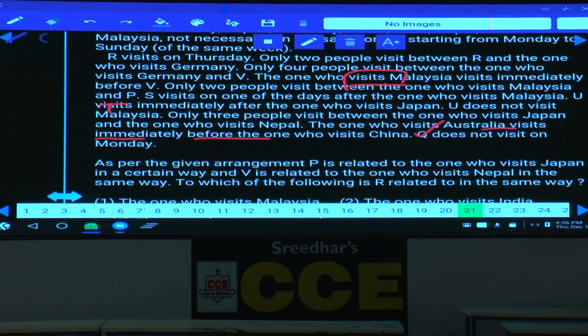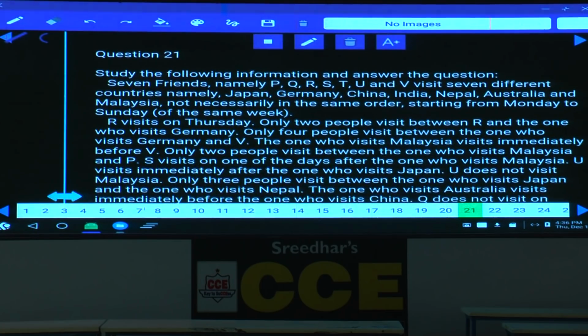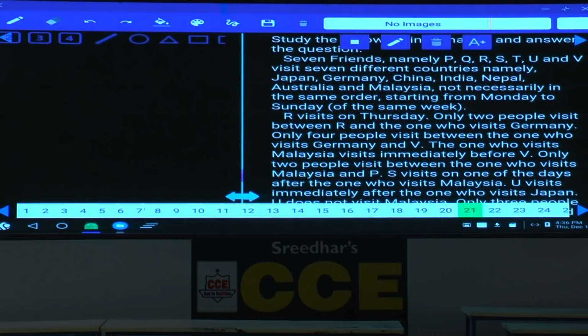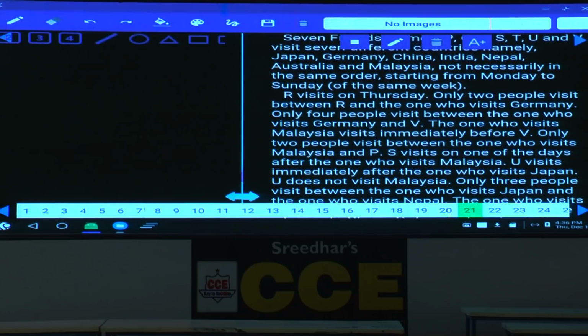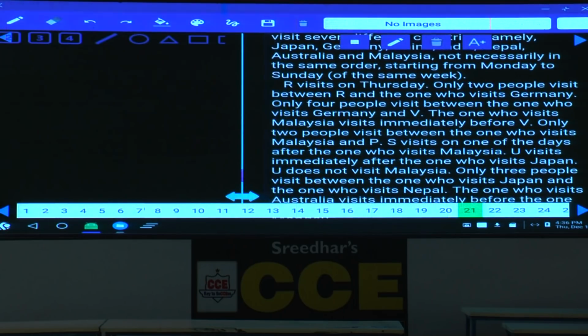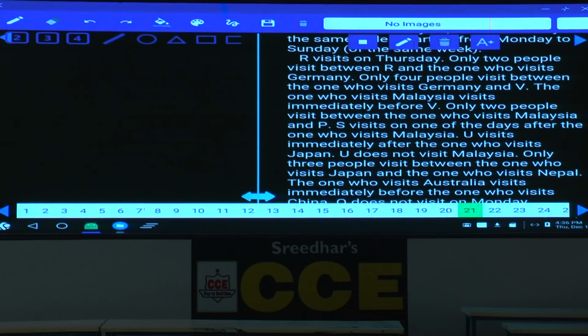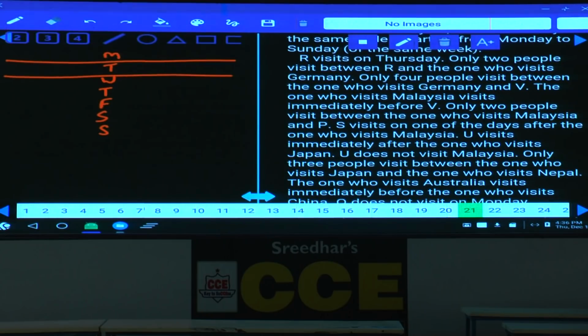Then question number 21, now 21 to 26. Seven friends P, Q, R, S, T, U and V visit 7 different countries, namely Japan, Germany, China, India, Nepal, Australia and Malaysia, not necessarily in the same order, from Monday to Sunday: Monday, Tuesday, Wednesday, Thursday, Friday, Saturday and Sunday. Now we need to find out which person visited which place.